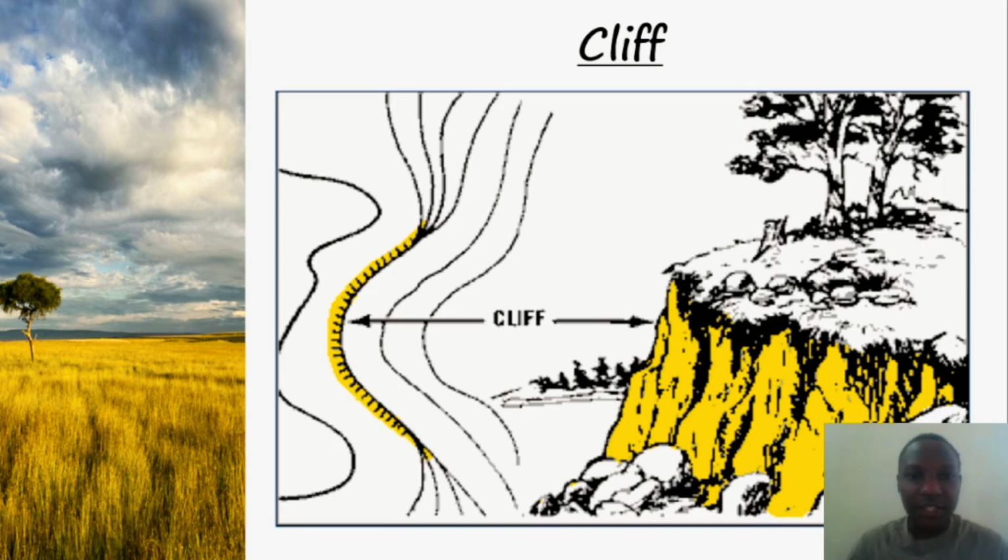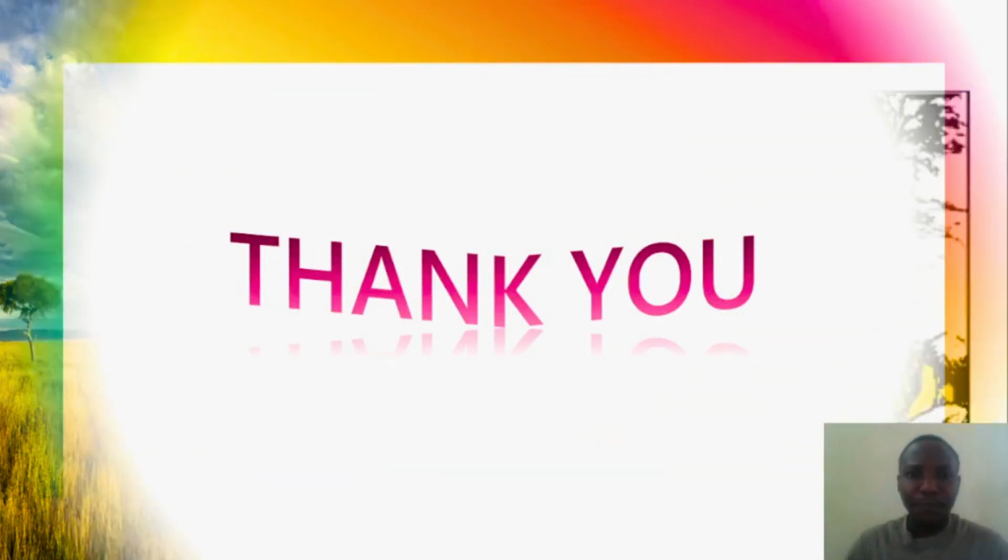As you can see, these are the symbols that can be shown. Now you can see these contours are very close to each other, like they've merged into one another, meaning that this kind of feature is a cliff. So when you see this, you can definitely tell this is a cliff. I hope that's clear, everyone.